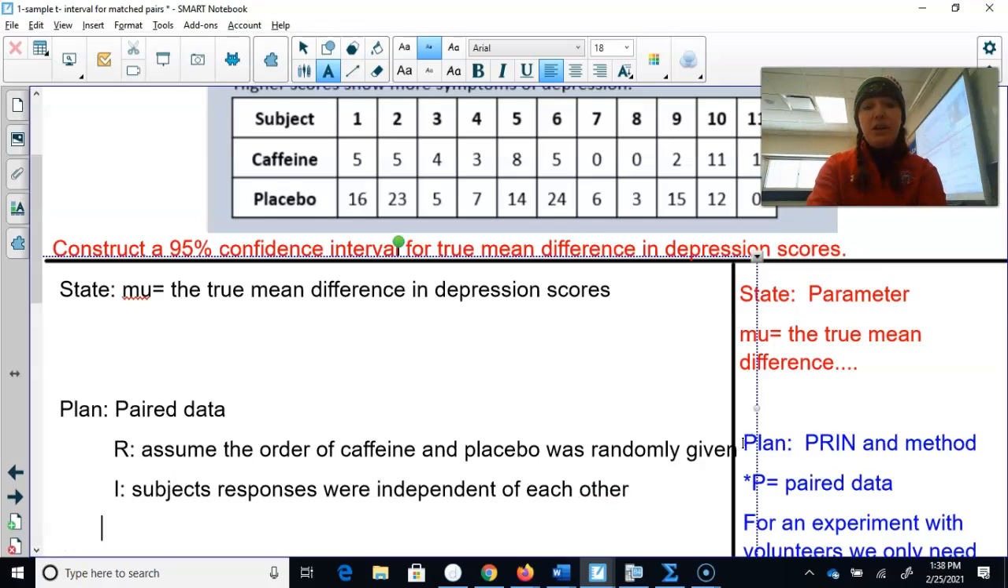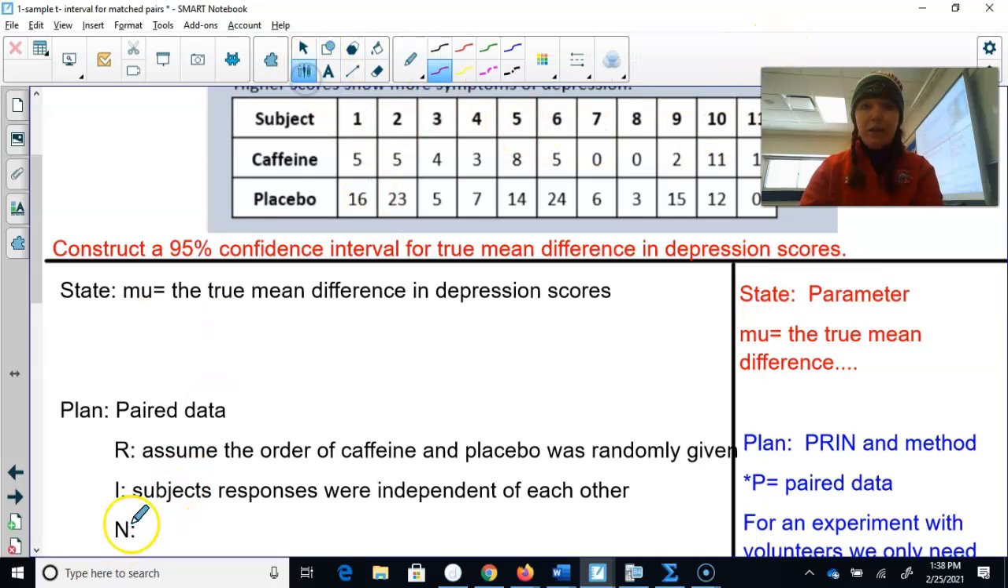Then the normal condition. This is the same thing based off the central limit theorem because we're dealing with means. We need n to be greater than or equal to 30. Well, we have 11. 11 is not greater than or equal to 30. So when that happens, we need to graph the differences and make sure that the probability plot, which was new learning from last time, is somewhat straight and that there are no outliers. Let's do that now.